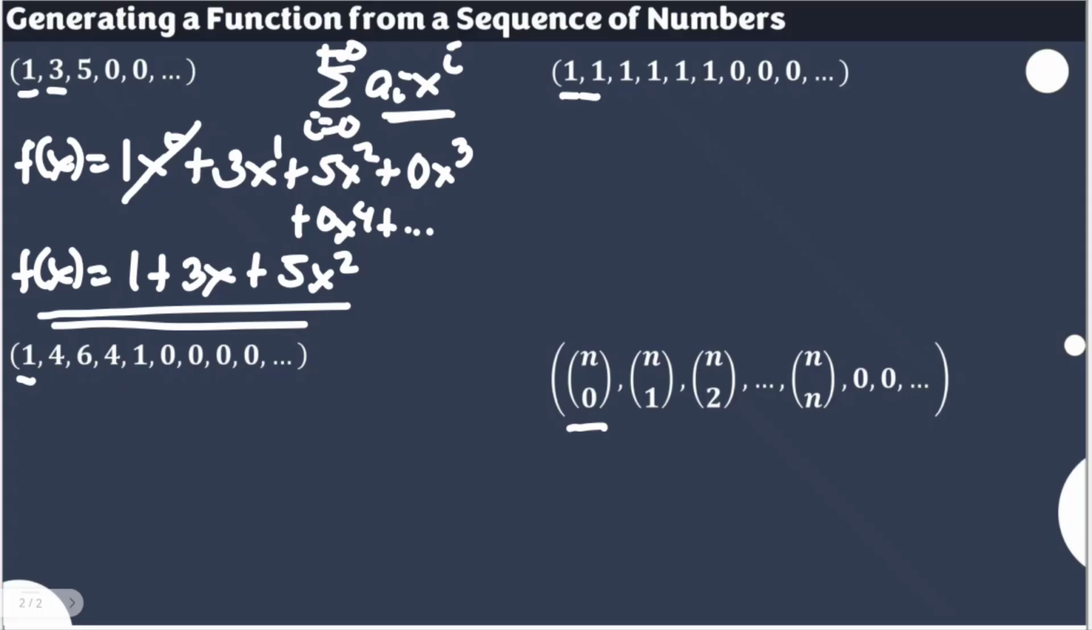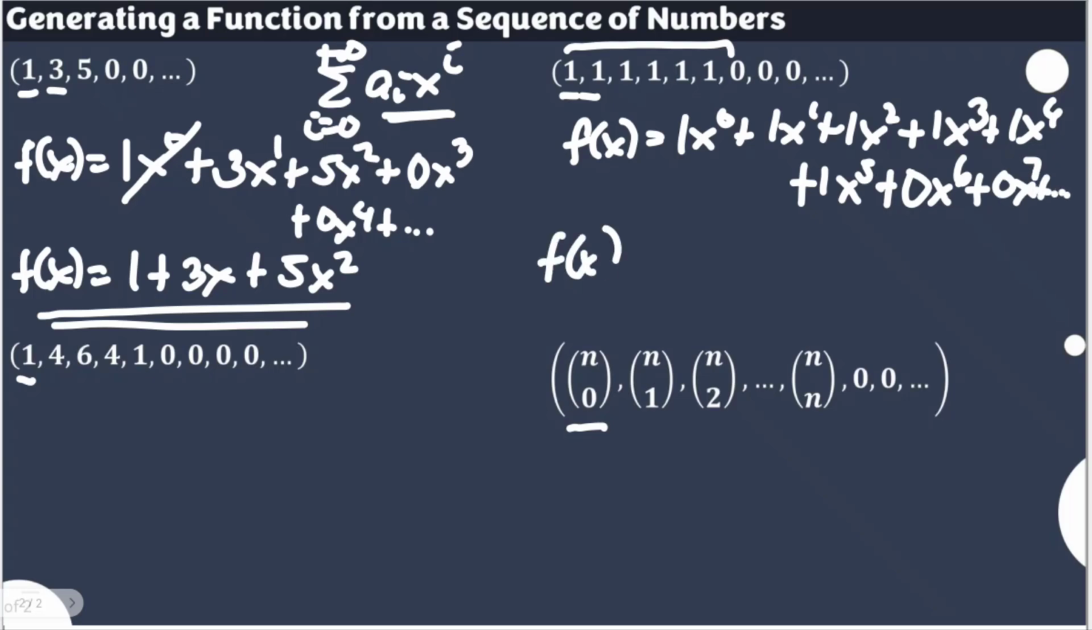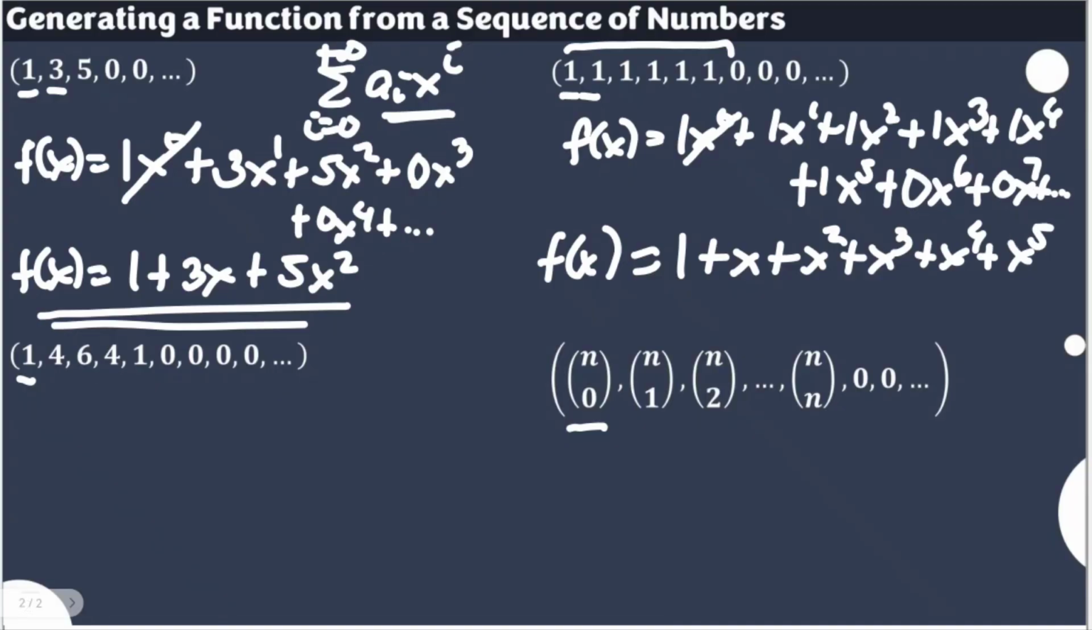Similarly, if we talk about the next sequence, your f of x would be 1x to the power of 0 plus 1x to the power of 1 plus 1x squared. Take note there are 6 of them. So plus 1x cubed plus 1x to the power of 4 plus 1x to the power of 5, plus next 0x to the power of 6 plus 0x to the power of 7, and zeros all throughout. So the ordinary generating function f of x for this is 1 plus x plus x squared plus x cubed plus x to the power of 4 plus x to the power of 5. Since the next few terms are zeros, this is now our generating function.